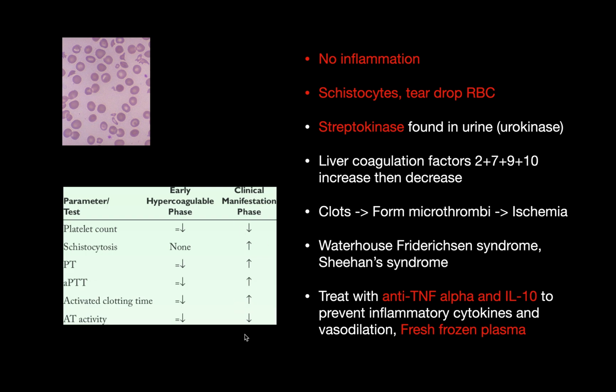in the manifestation phase. It can lead to the Waterhouse-Friderichsen syndrome or Sheehan syndrome, thanks to the coagulation. And you treat this with anti-TNF alpha and interleukin 1 to prevent the inflammatory cytokines and vasodilation, and to help with the coagulation, you're going to give fresh frozen plasma.